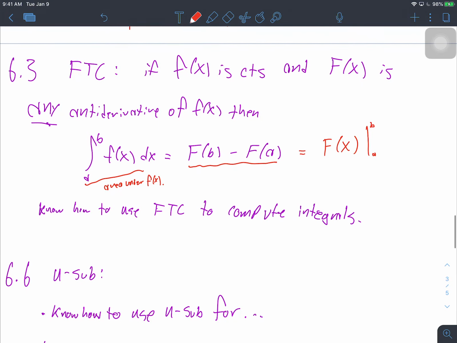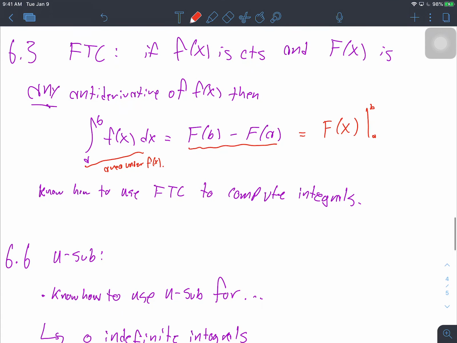Okay, so we should know how to use this to compute integrals. If I gave you something like the integral from 1 to 2 of x squared dx, you should know that we need to find the antiderivative. I'm going to use x cubed over 3. That's one antiderivative, and I'll evaluate it at 1 and 2. So I would plug in 2 first, I'd get 2 cubed, which is 8, divided by 3. And then I would subtract 1 cubed over 3. And so I would get 7/3. Okay, so that's one way that I would use the fundamental theorem of calculus to compute an integral.